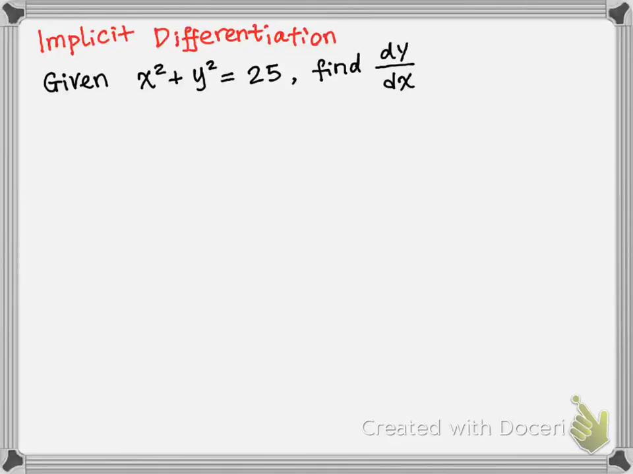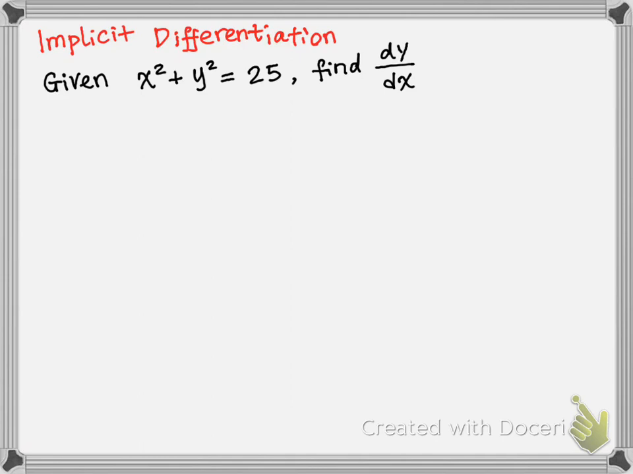Implicit differentiation. Sometimes we want to find the derivative of a quantity, but we do not have the explicit expression of the quantity. Instead, we have a relationship of the quantity with another quantity. So let's take a look at this example. Given x squared plus y squared equals 25, we want to find the derivative of y with respect to x.